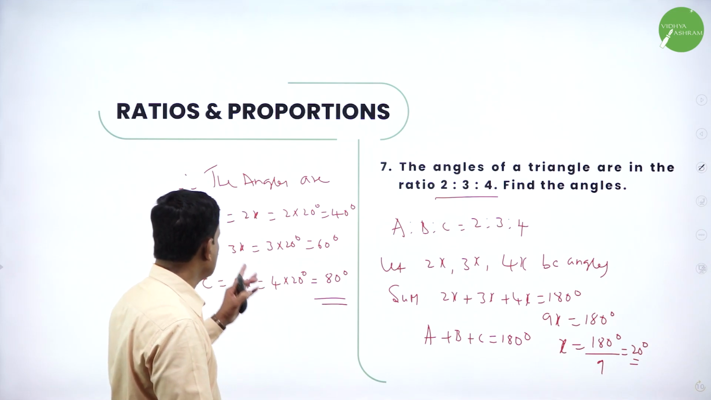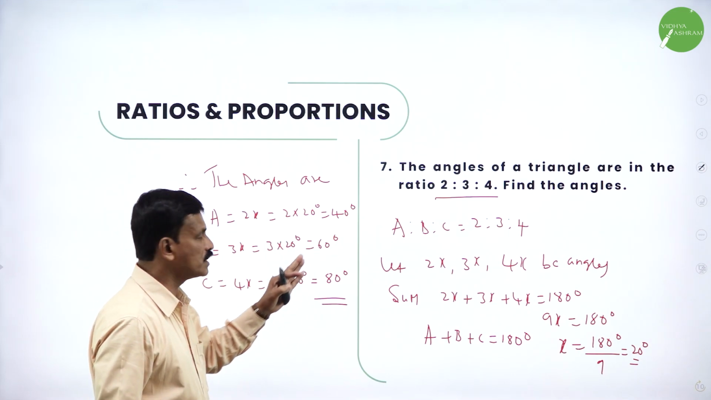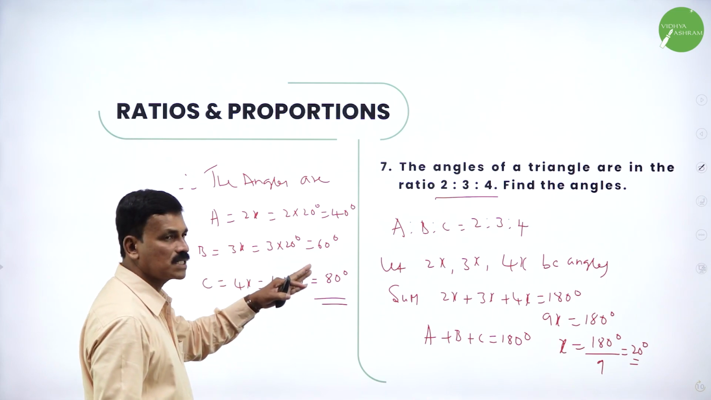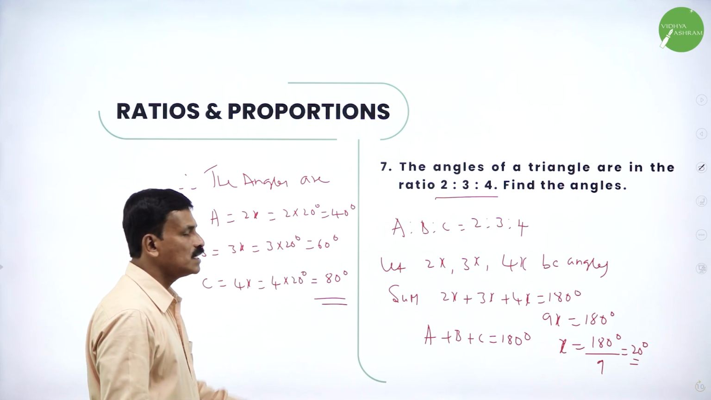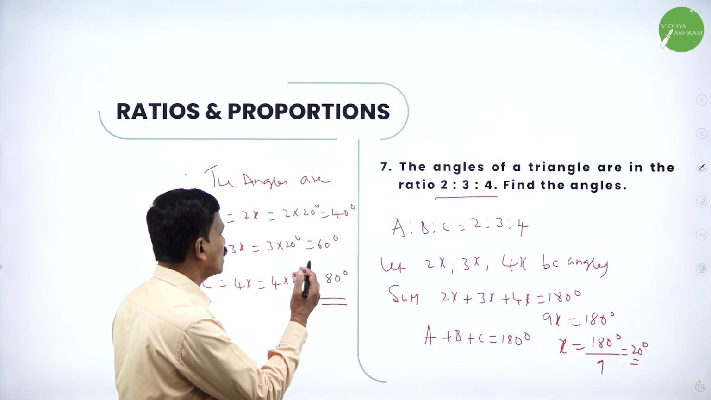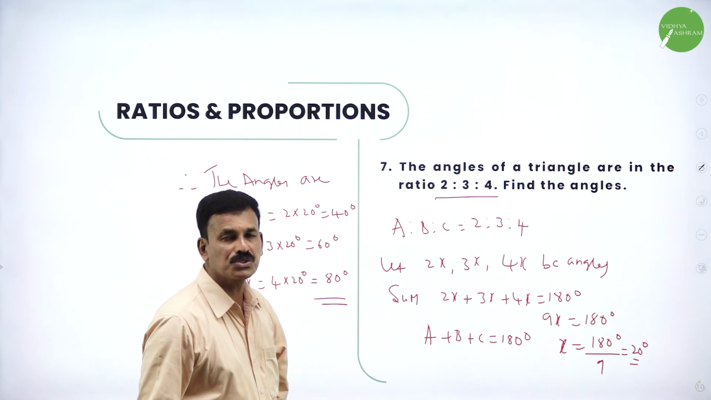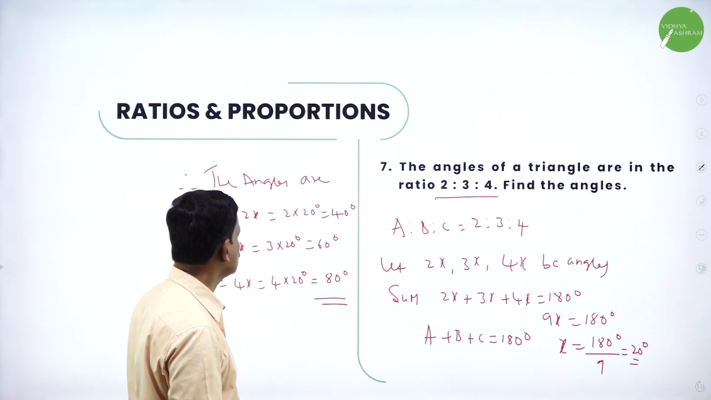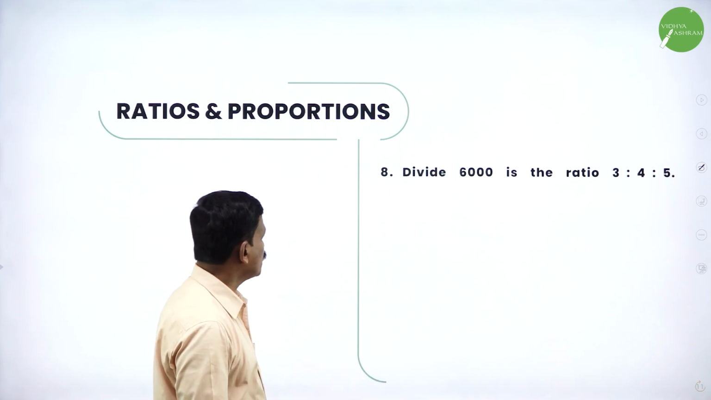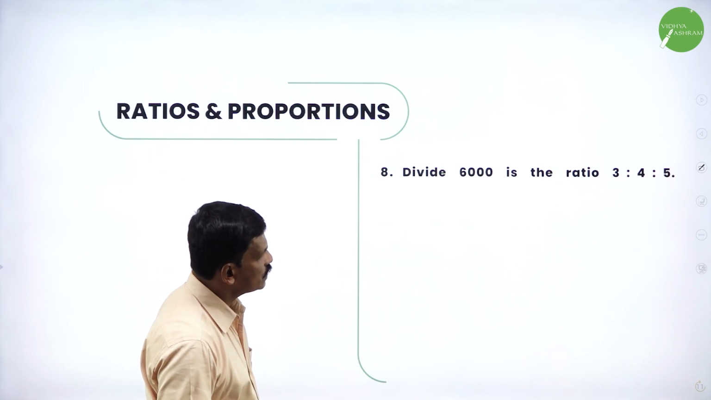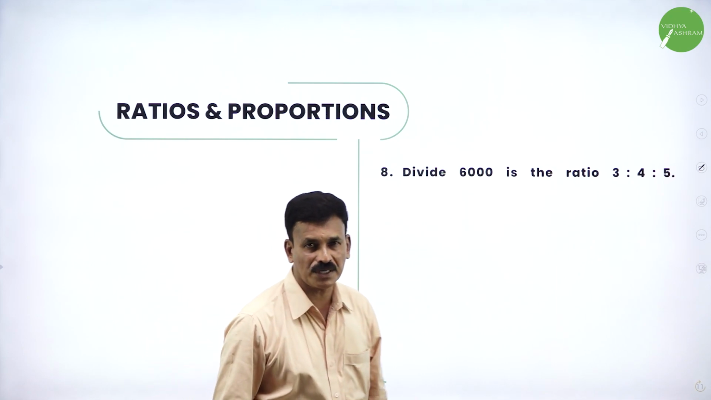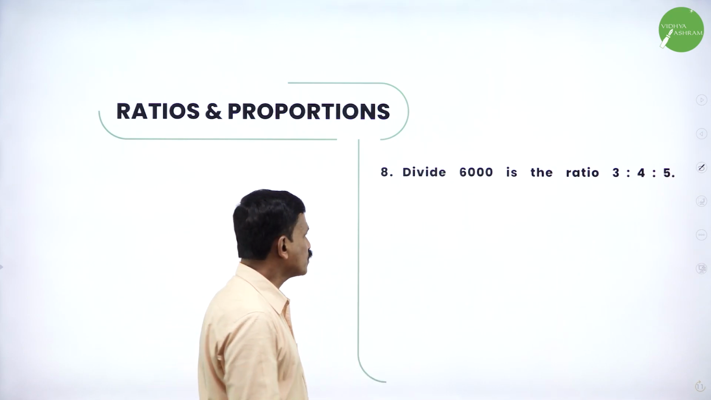So, therefore, angle A, 2x, means 40 degrees. Angle B, 3 into x, means 60 degrees. Angle C, 4x, means 80 degrees. So, therefore, the angles are 40, 60 and 80, which are in the ratio 2 is to 3 is to 4. That's it. Okay. Move on to the next problem. Divide 600 in the ratio 3 is to 4 is to 5. Okay. Same as that of the previous problem.